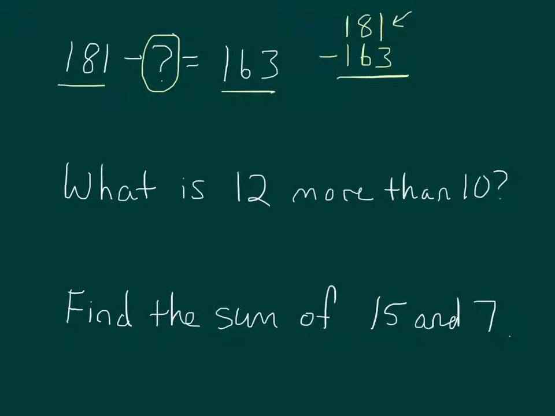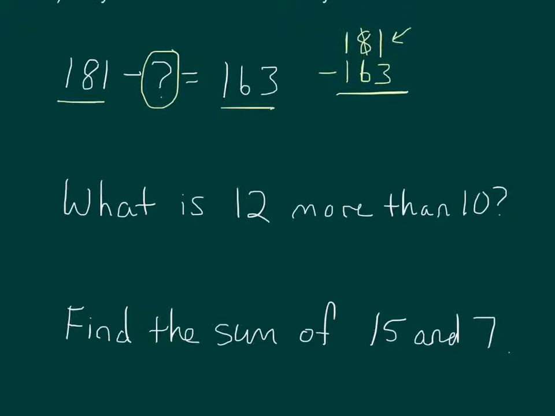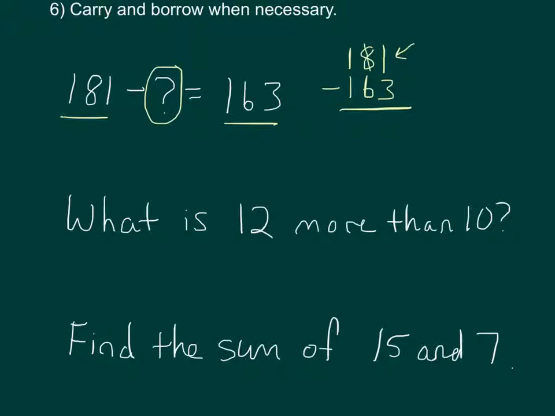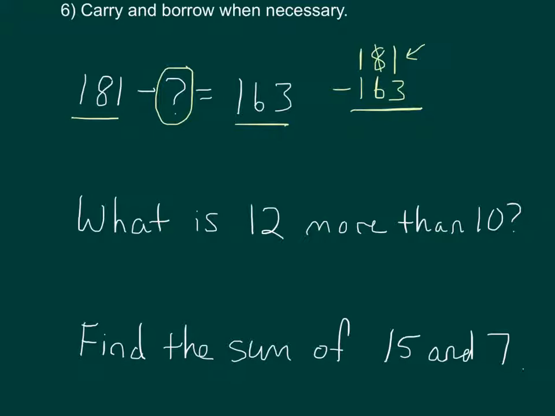I have to borrow right away because the top number is smaller. I can't take 3 away from 1. So I have to borrow from the 8. So I only have 7 of those left. And that'll give me 10 more ones. So now I have 11. 11 minus 3 is 8. 7 minus 6 is 1. And 1 minus 1 is 0. And I don't have to write the 0. That means that 181 minus 18 makes 163.